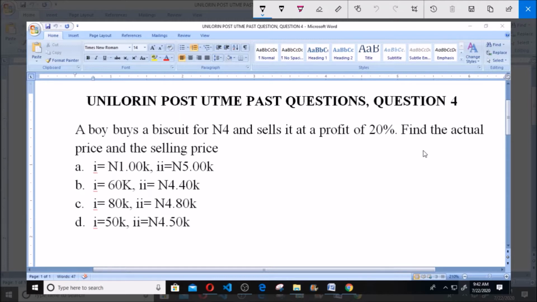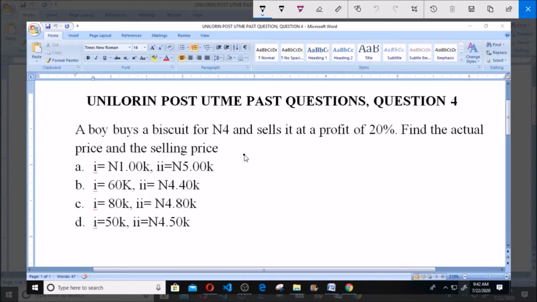Question 4. A boy buys a biscuit for 4 naira and sells it at a profit of 20%. Find the actual price and the selling price. The answer is: A, I, which is actual price, equals 1 naira, and II, which is the selling price, equals 5 kobo. B, I equals 60 kobo, II equals 4 naira 40 kobo. C, I equals 80 kobo, II equals 4.80 naira, which is 4 naira 80 kobo. D, I equals 50 kobo and II equals 4 naira 50 kobo.